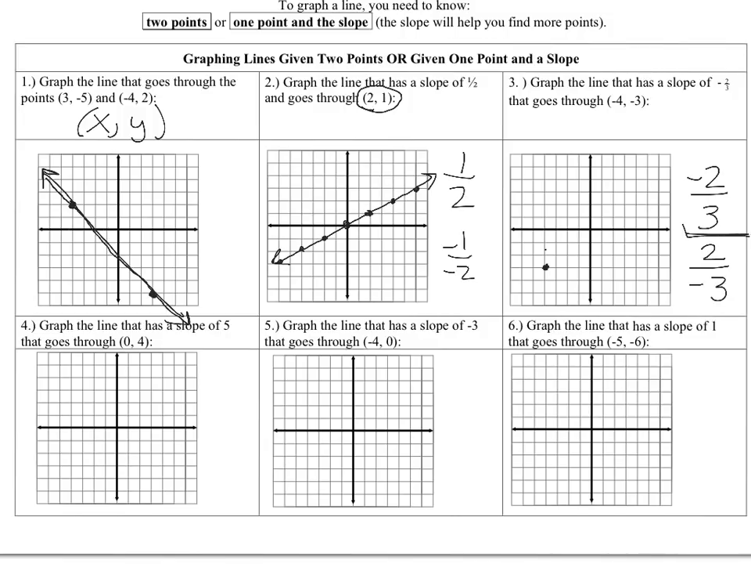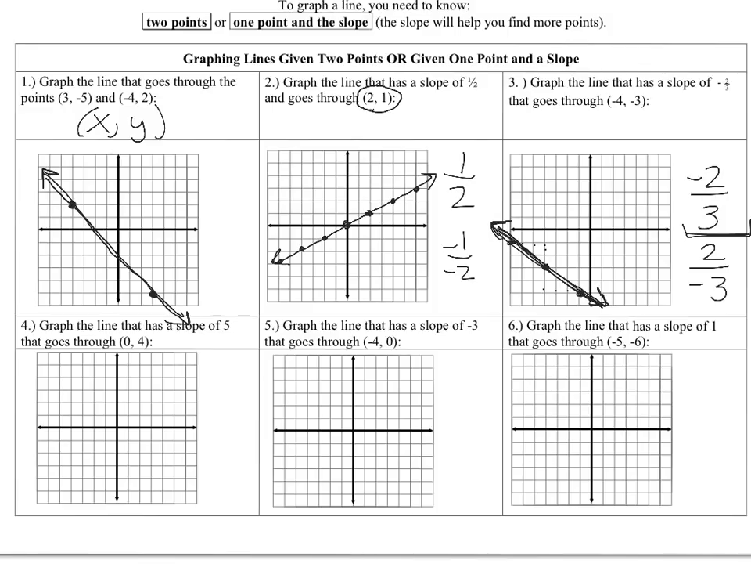So if I am going -2/3, that means I'm going down 2 to the right 3, and then the opposite of that would be 2 over -3, which would be up 2 to the left 3. So just remember that slope is rise over run, or our change in y over our change in x. So graphing slope is the exact opposite as graphing ordered pairs.